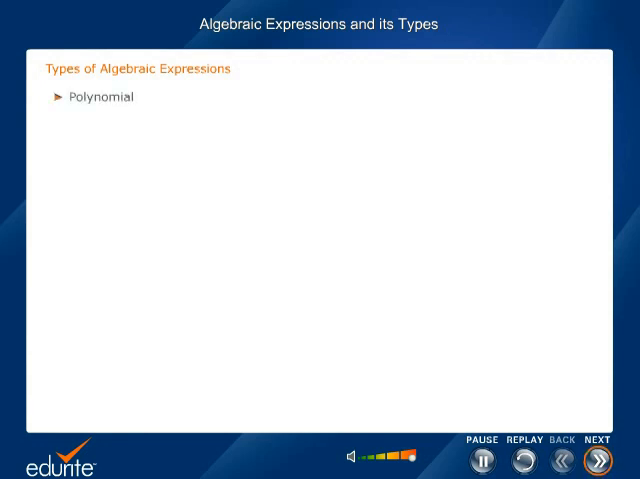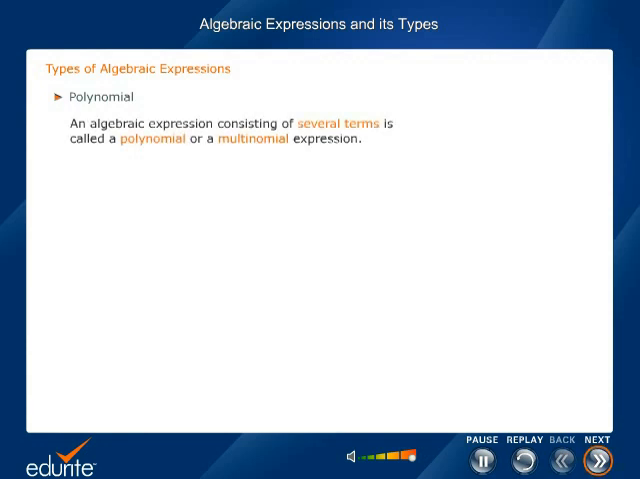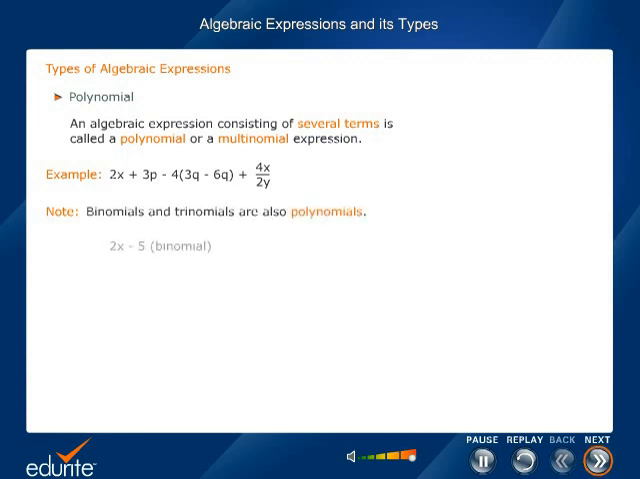Polynomial. An algebraic expression consisting of several terms is called a polynomial or a multinomial expression. For example, 2x plus 3p minus 4 into 3q minus 6q plus 4x by 2y. Note, binomials and trinomials are also polynomials.